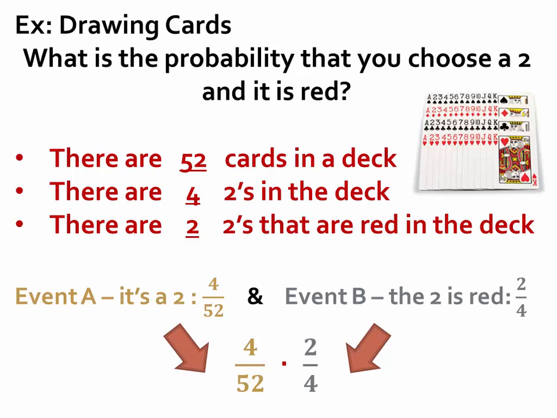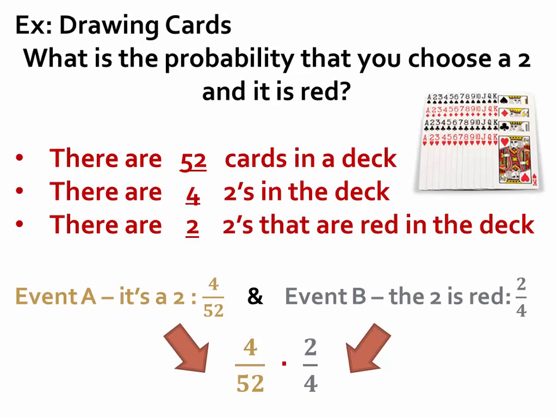Okay, here's an example. If we're looking at cards, what is the probability that you choose a 2 and it is red? My second event, that it is red, depends on my first. My first event is just that it's a 2. So my event A is that I choose a 2.